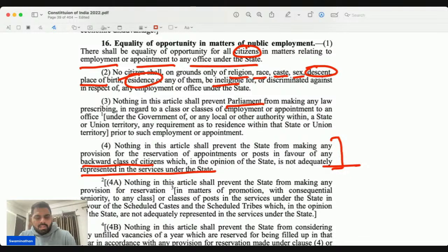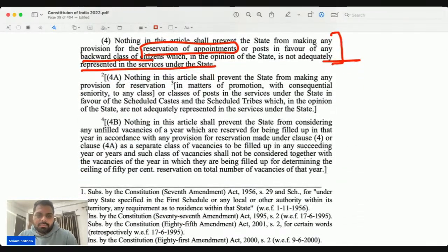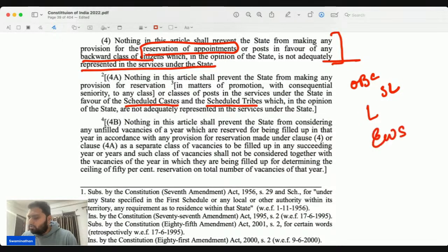So if in the opinion of the state there is an underrepresentation, the state is empowered to make the reservation of the appointment in favor of those backward class of the citizens which are not adequately represented in a particular service, right? And in this category there are various reservations which have been provided, to the scheduled castes, to the scheduled tribes, and then to the OBCs, which you can call socially and educationally backward classes. And now the members of EWS, they have also got a maximum of 10% reservation in jobs, right?